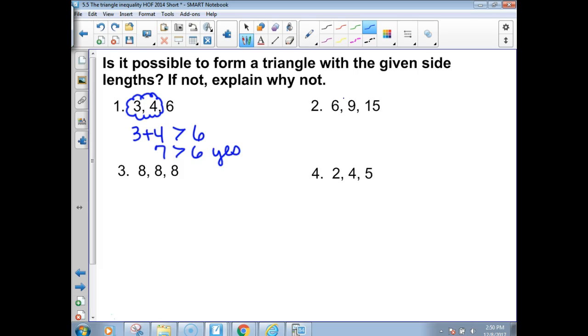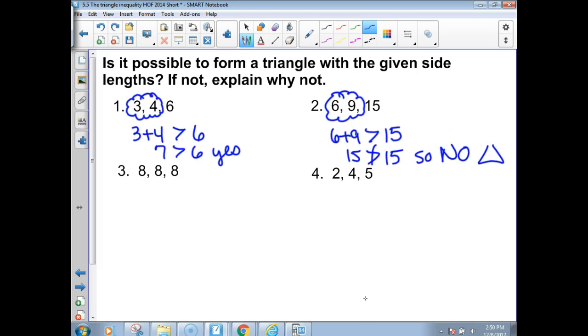In number 2, take the smaller 2 sides, 6 and 9. Is 6 plus 9 greater than 15? It's not, because it equals 15. 15 is not greater than 15, so no triangle. Can't make a triangle.